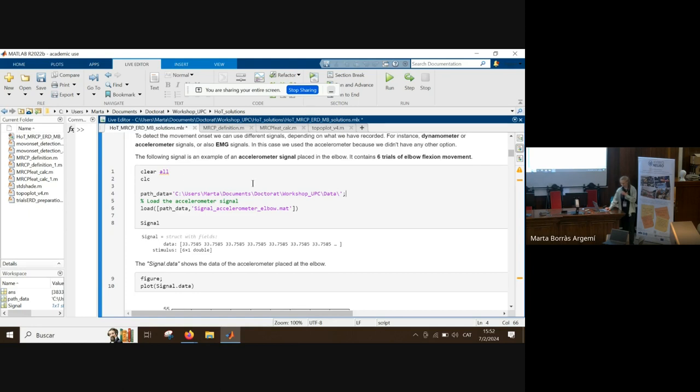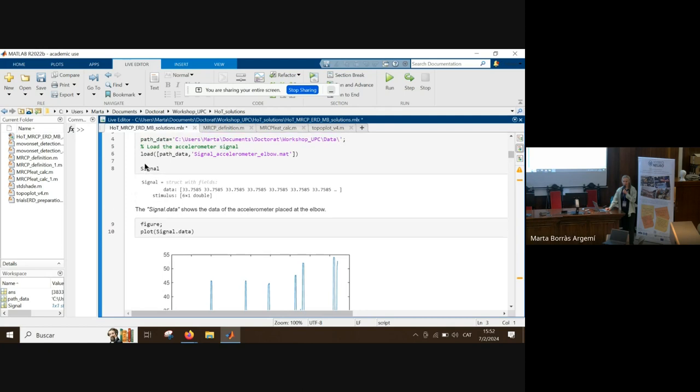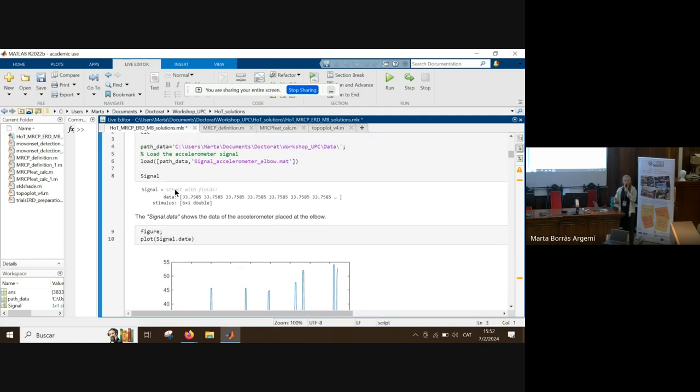Okay, so if you have introduced this path and you have here the current folder with all the functions, it should work. So once you run this section, you can see the signal. This is an accelerometer signal. We are going to analyze only one trial now. One run, which contains six trials per movement, in order for you to know how to do this detection.